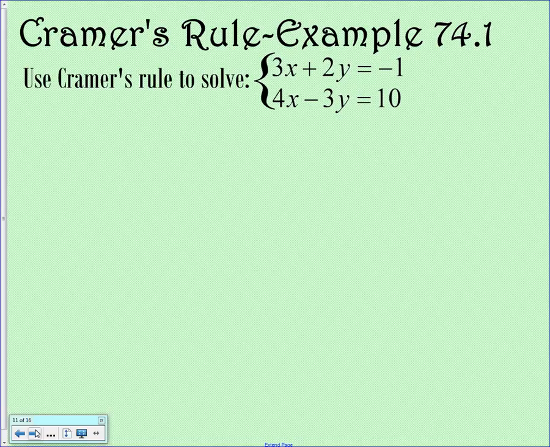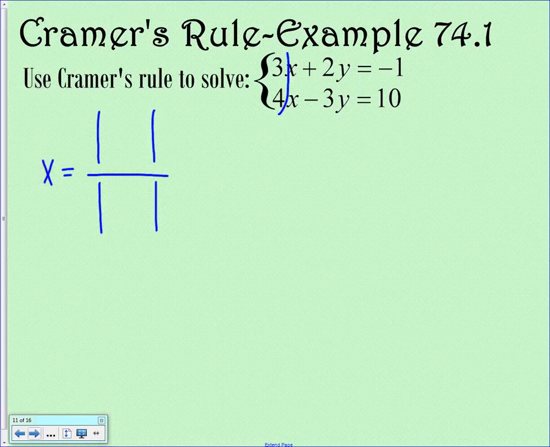Now this one wants us to solve for both x and y. So to solve for x, we're going to have 2 matrices. The denominator is just going to be these numbers here. And you do have to look at whether they are positive or negative. So we're going to have 3, 4, 2, and negative 3. They're going to be written in the exact same order that they are in the problem. So 3, 4, 2, and negative 3.